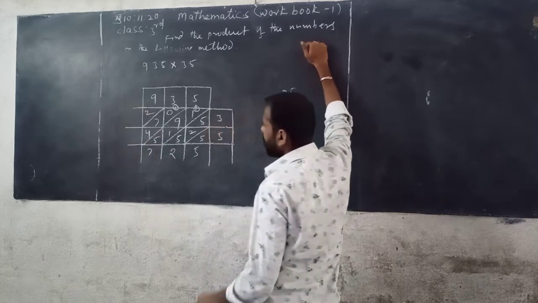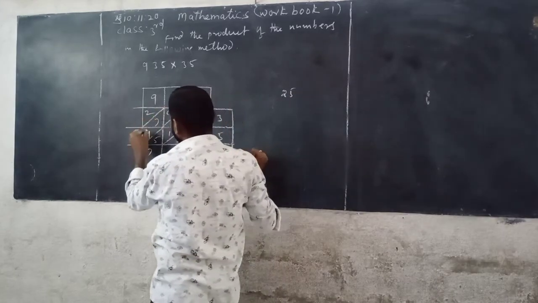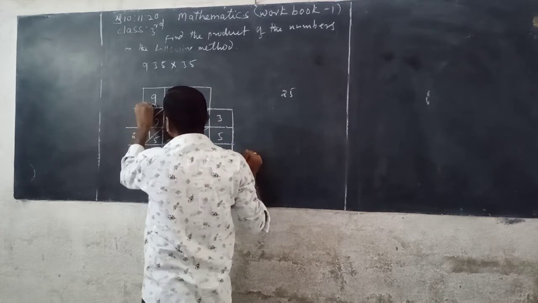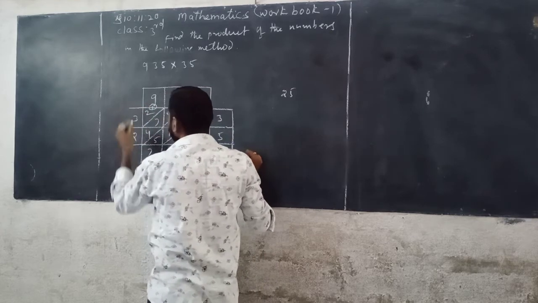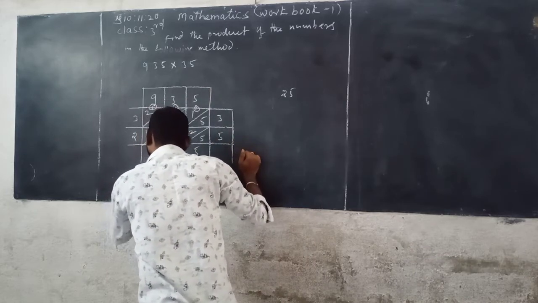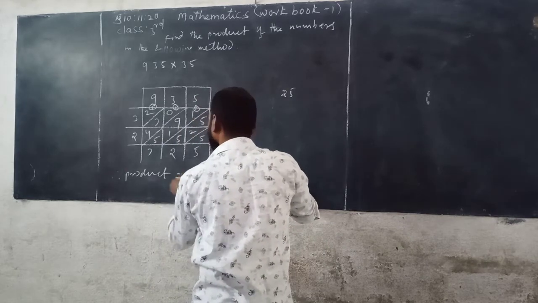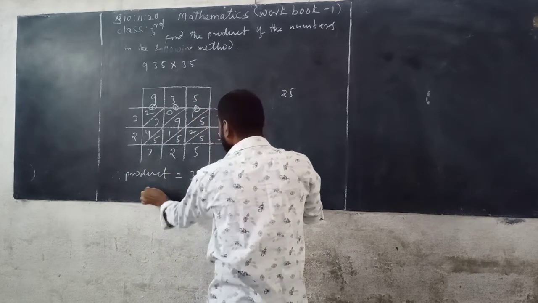Now next we add the digits along the diagonals. 1 plus 7 is 8. 8 plus 4 is 12. 2 taking, 1 carrying here. 1 plus 2 you can get 3. So product is equal to, you can read from left to right side, 32,725.